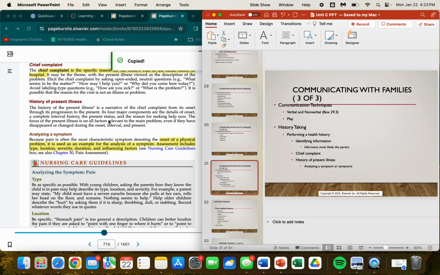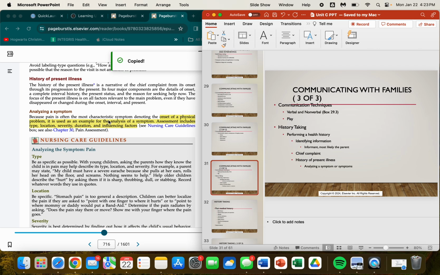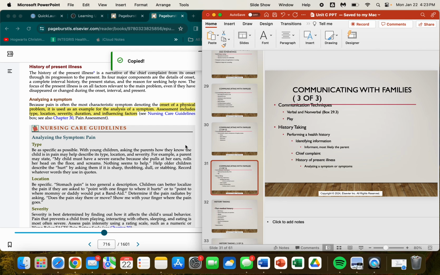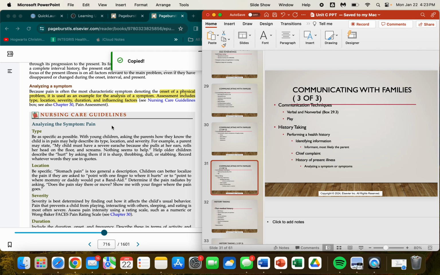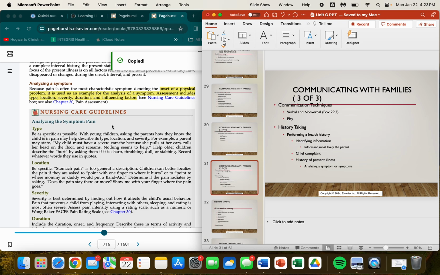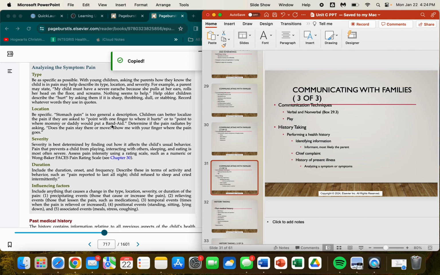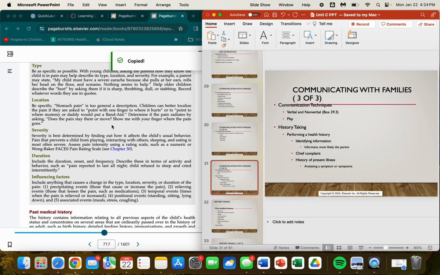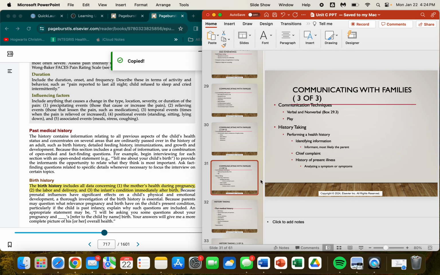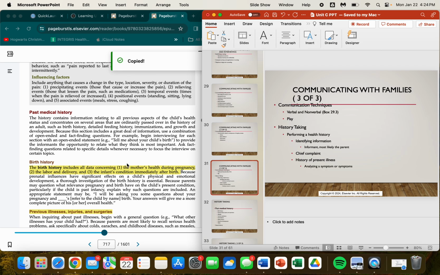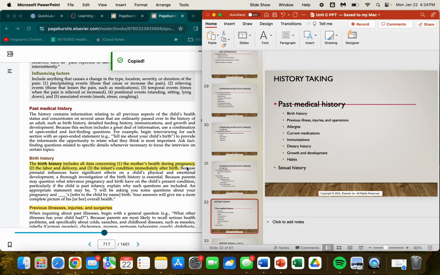When did it start? Does anything make it better? It's almost like we assess for pain, but we're assessing that illness, right? When we talk about analyzing symptoms, that's all of those things. How severe is it? How long has it lasted? Where does it hurt? What makes it better? What makes it worse? What are the problems associated with the issue? Obviously, we talked a little bit about history as well.